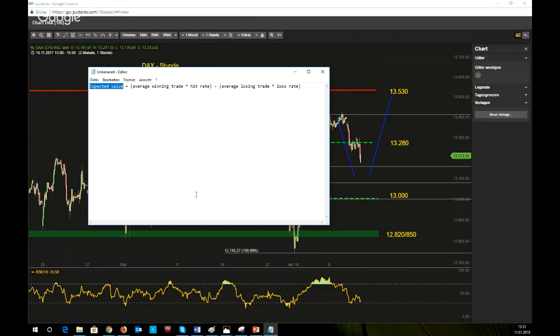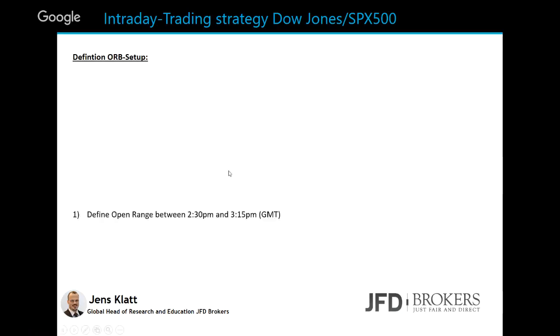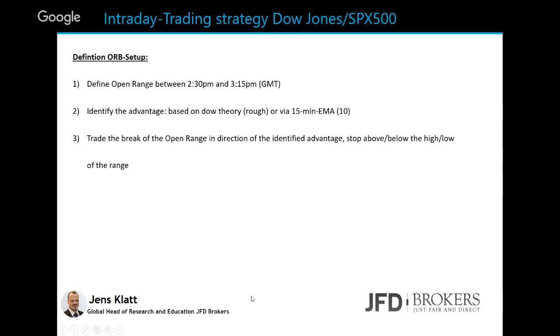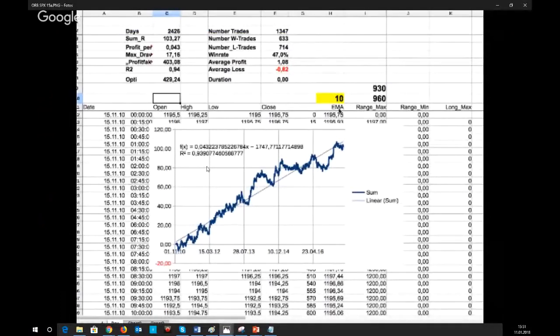So even if I now present to you the strategy, and by the way, I want to give you the chance to take a screenshot of the strategy. I told you that I will present you the strategy which underlies this equity curve over the last 7 years. And by the way, look at these numbers: number of trades, the win rate, the average profit, the average loss. So what does this mean?